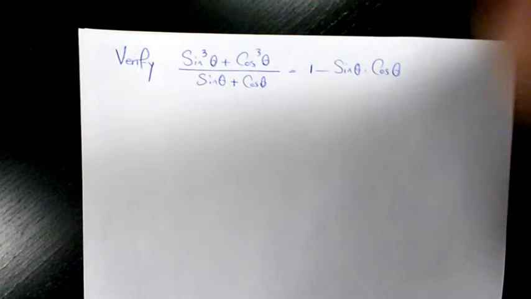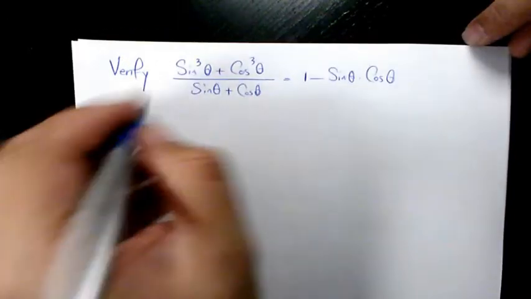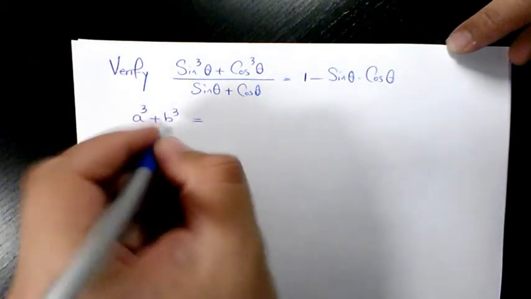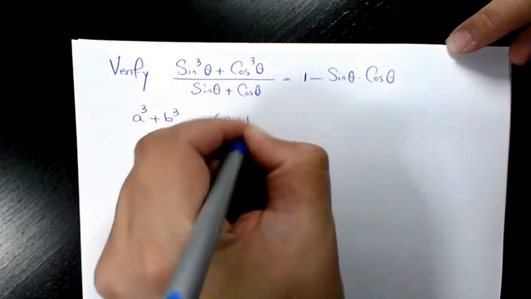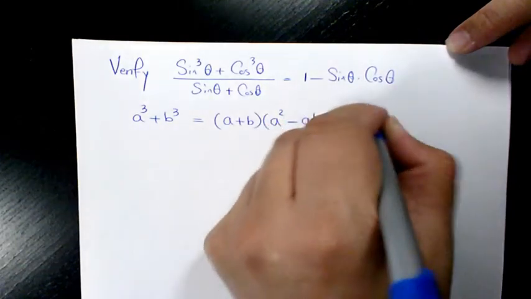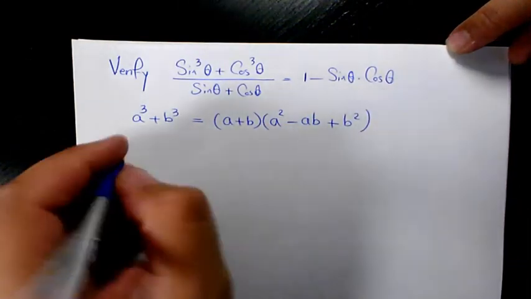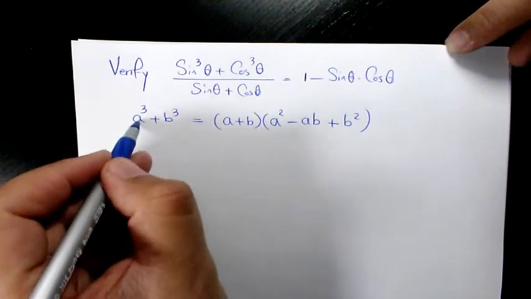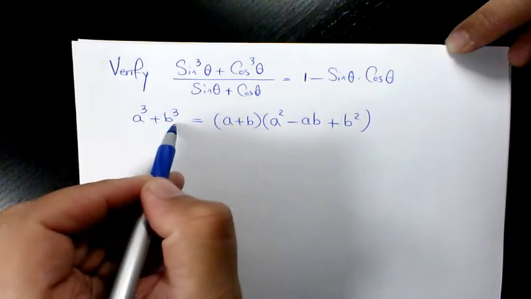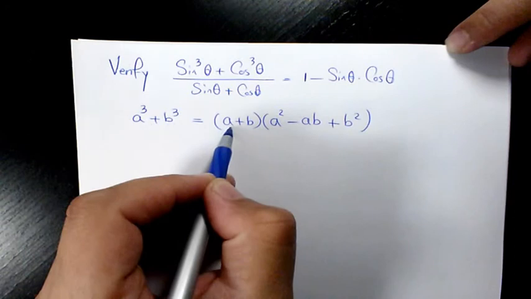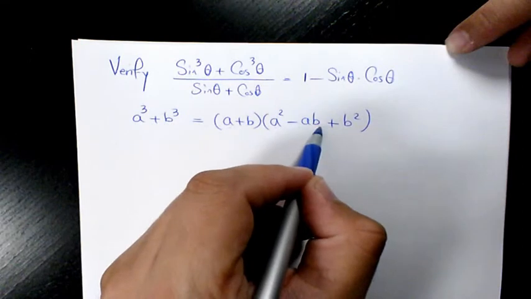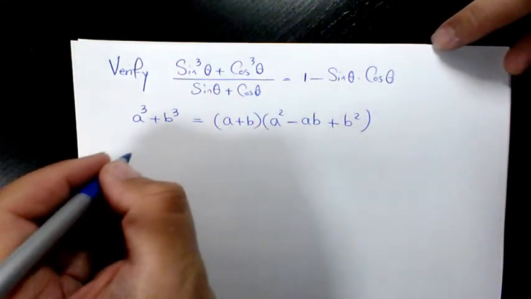So what we need to do: if we have a cube plus b cube, when you factor it, it's going to be a plus b, a squared minus ab plus b squared. So we have the same thing here. If a is sine theta and b is cosine theta, we can say sine cube theta plus cosine cube theta equals sine theta plus cosine theta times sine squared minus sine theta times cosine theta plus cosine squared theta.